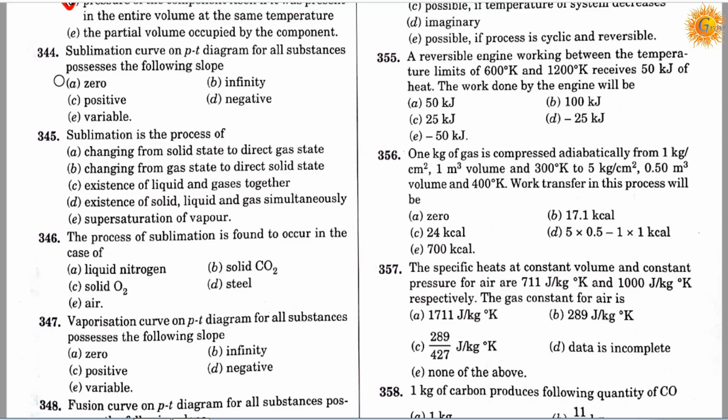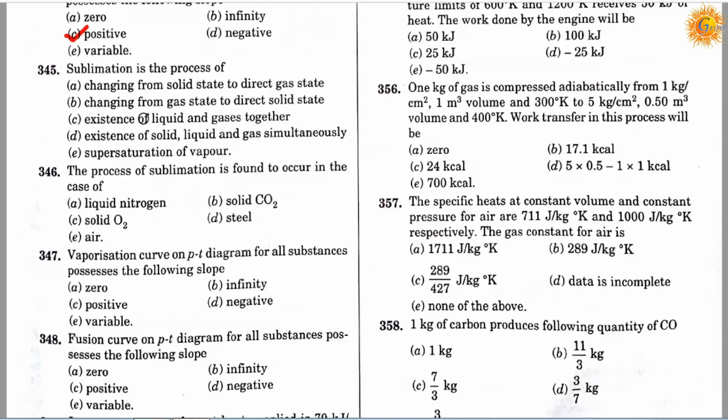Question number 344. Sublimation curve on a PT diagram for all substances possesses the following slope. Option A is 0, option B is infinity, option C is positive, option D is negative, option E is variable. Correct answer is C, it will be positive.